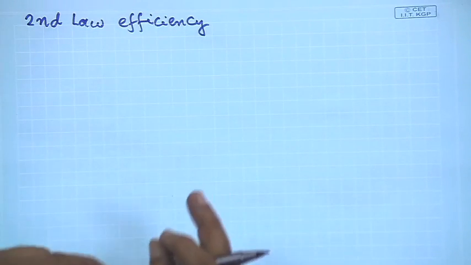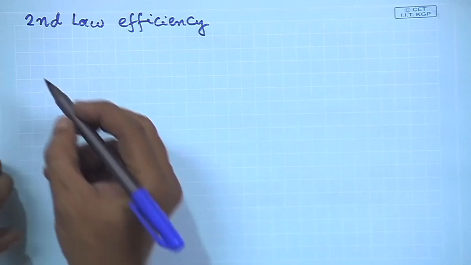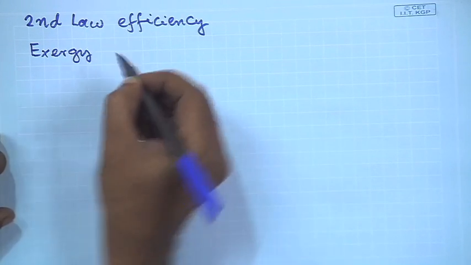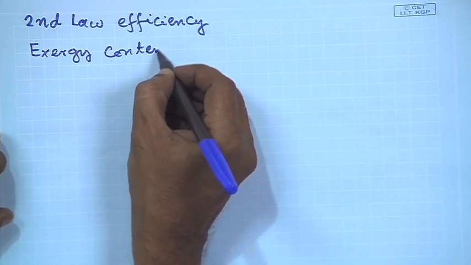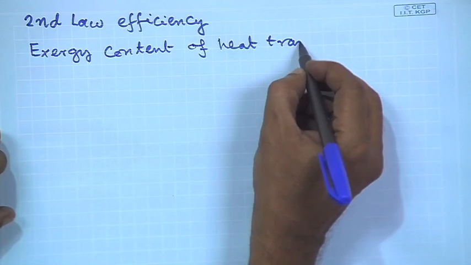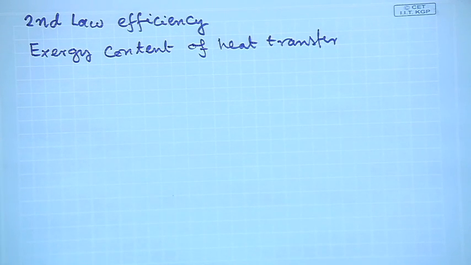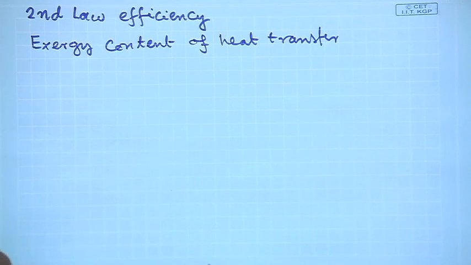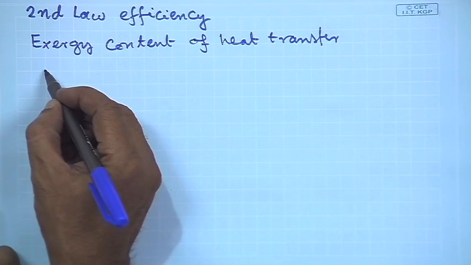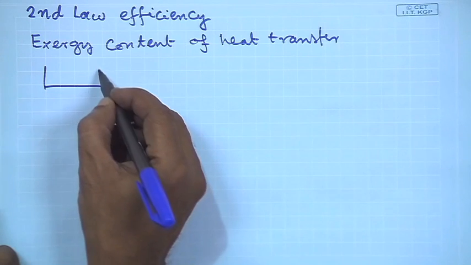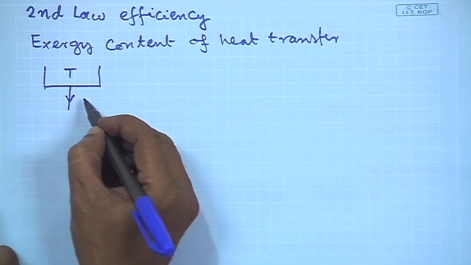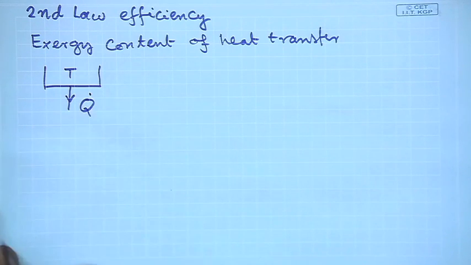First, I would like to recall what the exergy content of heat transfer is. Whenever heat transfer is taking place from a body at a relatively higher temperature, let us say that body is at a temperature T, and we are extracting heat from it, and let us say this heat flow rate is Q dot.